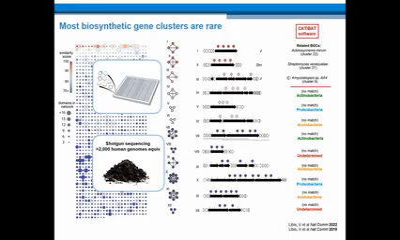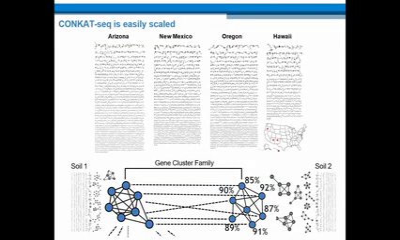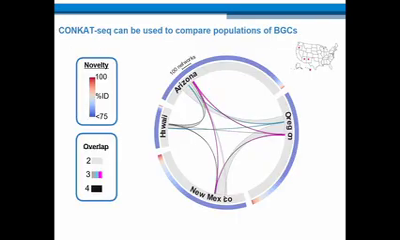And this approach allows us to do that, do it at scale. We can compare soil samples. So this is just looking at 4 different soils, and now looking at their deep biosynthetic metagenome. You can compare the networks from one soil sample to the next.